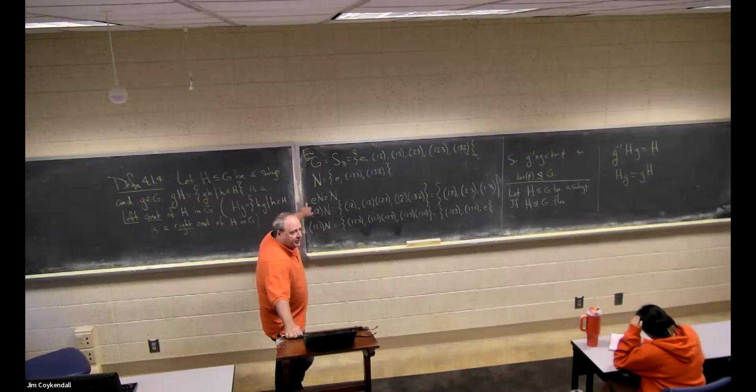Notice, I have the same 2 pieces, right? This is N again, and this right coset is the same thing as the left coset back here. All the elements of order 2 are in this one, and the elements of order 3 and the identity are in the other. Everybody agree with that? Every left coset is a right coset as well.